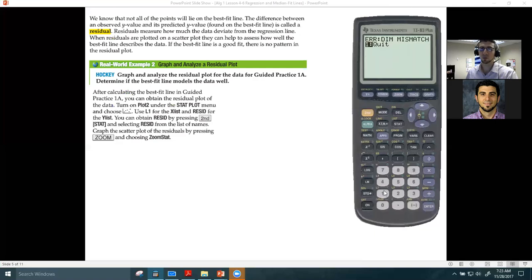Oops, number 1. Okay, I think I know what I did. So if I hit stat, go to calculate, I've got to do the linear regression first. Make sure you do that because I hadn't done it for this one. If you're going to do the residual plot, you have to first do the linear regression, which you just hit stat, calculate, and then number 4.